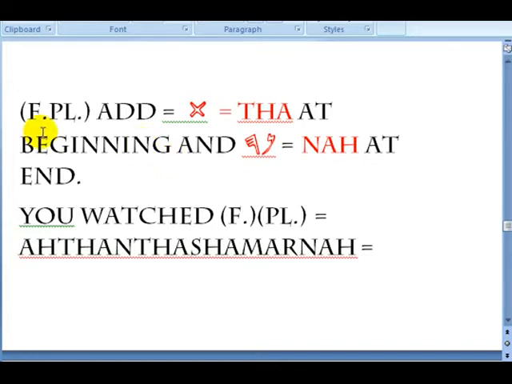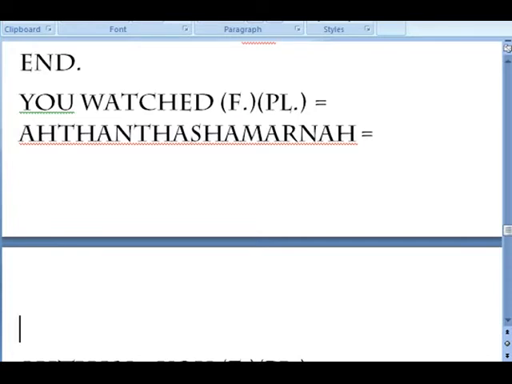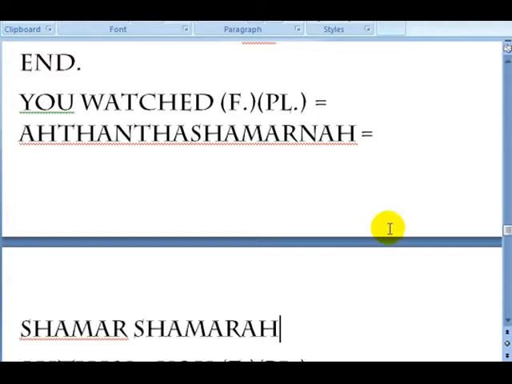Alright, now you, female plural, you will add a tha at the beginning of the word and a nah at the end of the word. For instance, before I go into it, a brother had asked me about the word shamar in the first lesson that we did on the present tense. Let me just make a quick point, then I'll go back to that. The word shamar is the way you say watch. Now if you want to make it feminine, you would make it shamara, because you add a ha at the end.